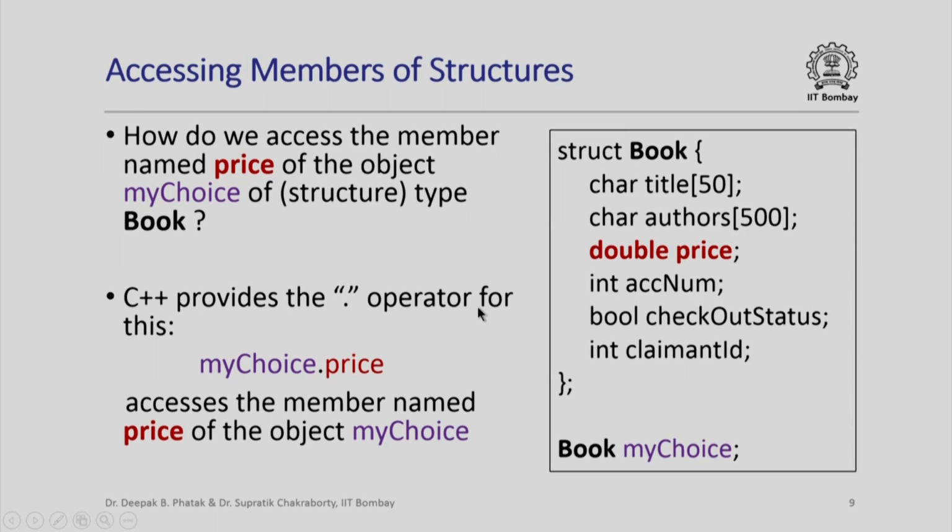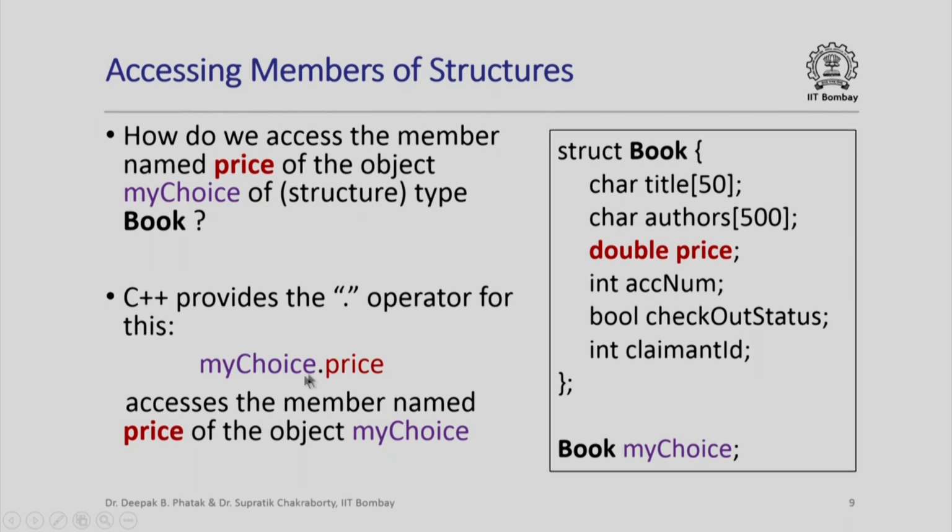Now it turns out that C++ actually provides a special operator called the dot operator for this purpose. So for example, if you say my choice dot price, what it would mean is, look at the object my choice, look at the structure type of this object, here the structure type is book, and then access the member named price of the object my choice, which is of structure type book.